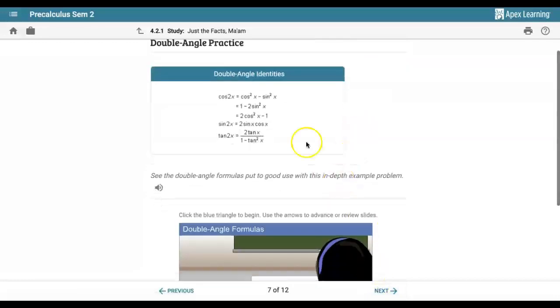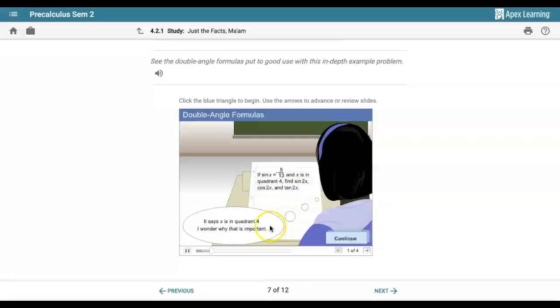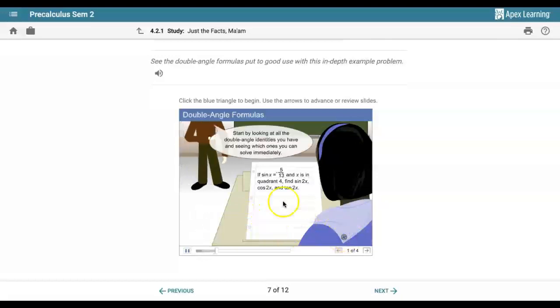So looking at our double angle identities here, if we have sine of x equal to negative 5 over 13 and x is in quadrant 4, find sine 2x, cosine 2x and tan x. It says it's in quadrant 4, and that's going to be super important because you've got to remember our identities here.